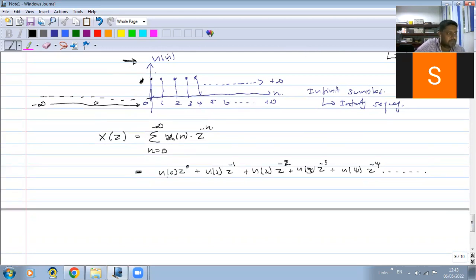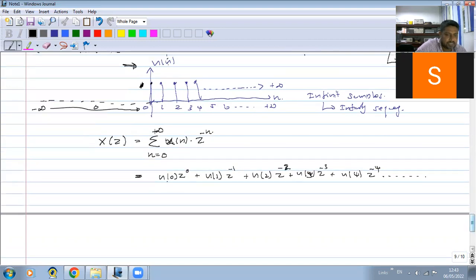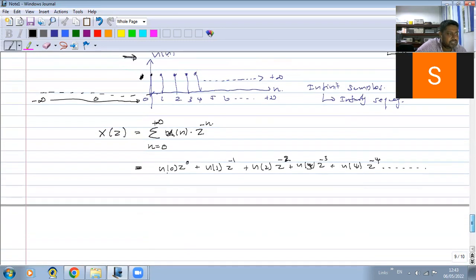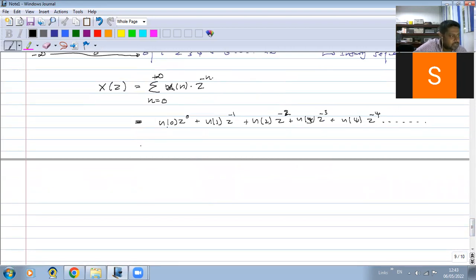If you do not remember, please refer to your notes. I think in signals and systems you have learned this concept. So we have z to the power 0 is 1, and we have 1 by z plus 1 by z square plus 1 by z cube, 1 by z4, 1 by z5, and so on up to infinity. So you can see that this is also a power series.